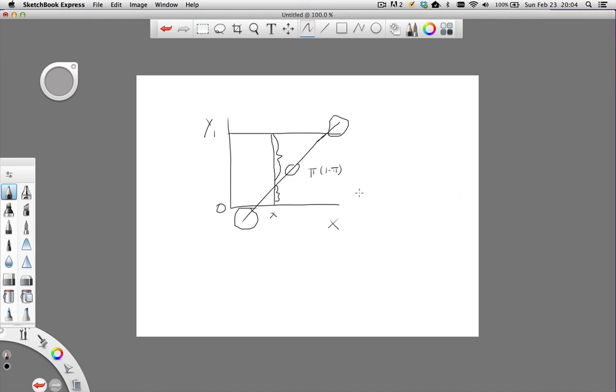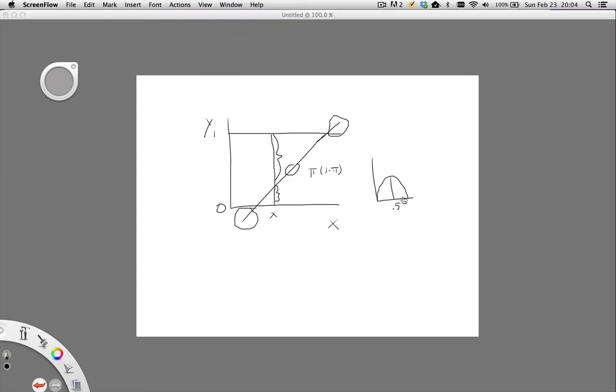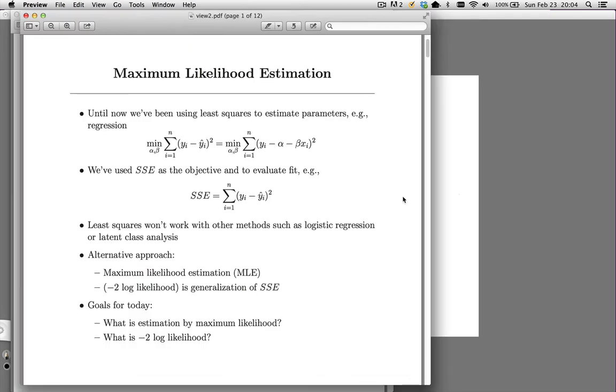So if you think about the graph of pi times 1 minus pi versus pi, it's going to be a parabola, and so it's going to achieve a maximum value when pi is 0.5. All right, so we got heteroscedasticity, we have non-normal residuals. How are we going to handle that? The answer is maximum likelihood.